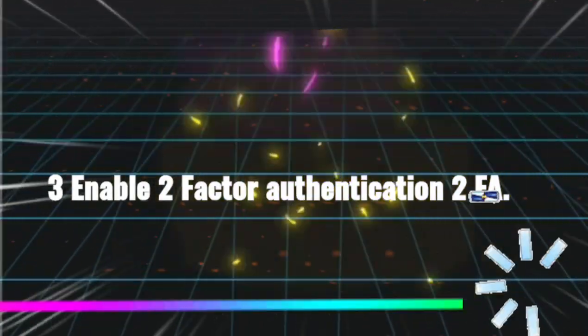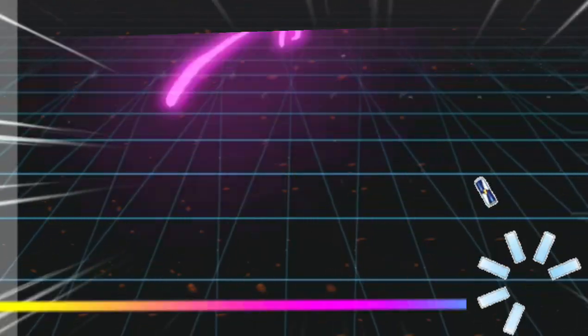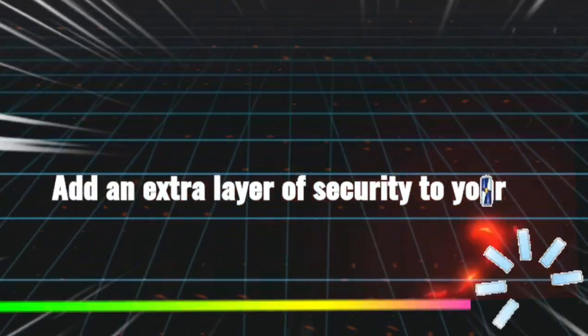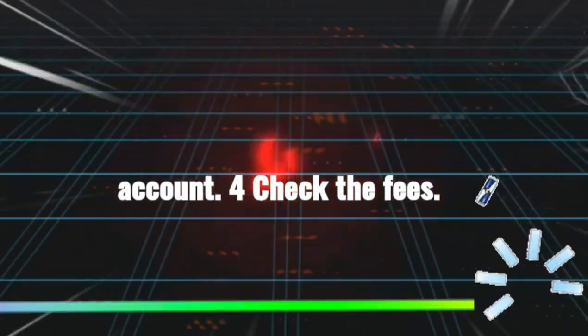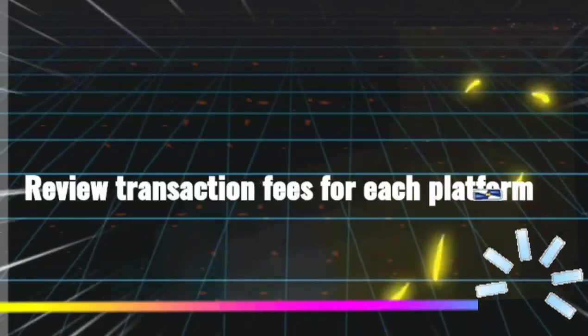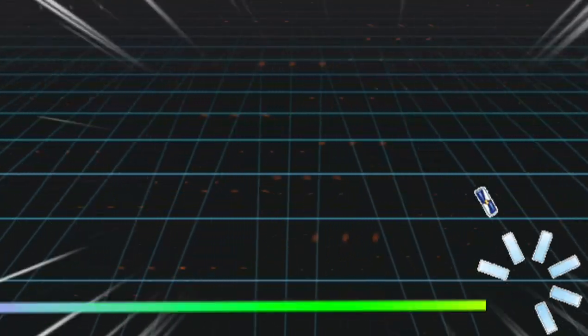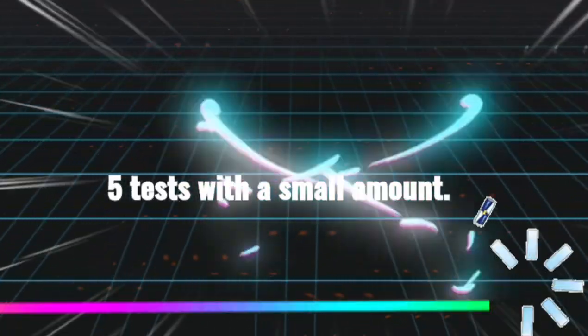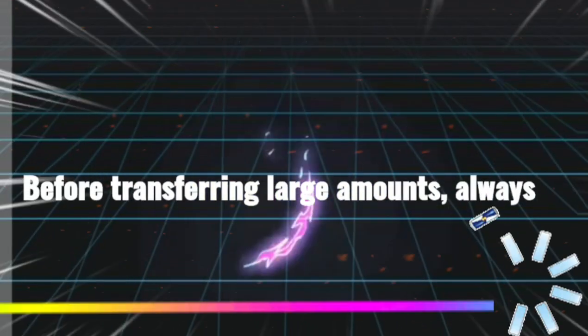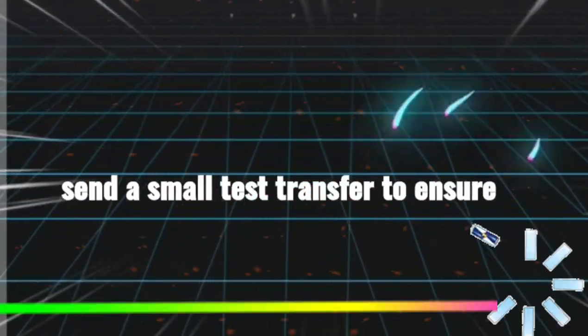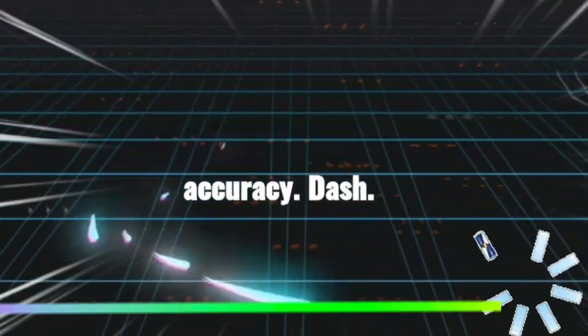3. Enable two-factor authentication, 2FA. Add an extra layer of security to your account. 4. Check the fees. Review transaction fees for each platform to choose the most cost-effective option. 5. Test with a small amount. Before transferring large amounts, always send a small test transfer to ensure accuracy.